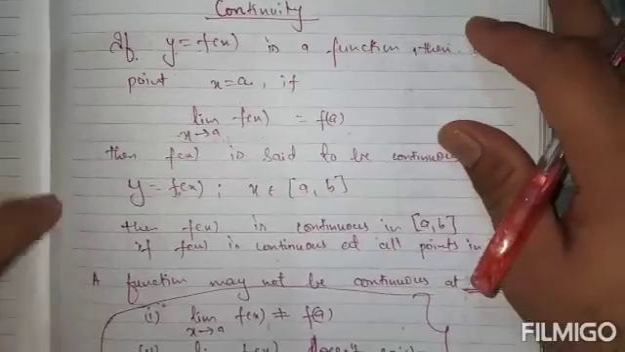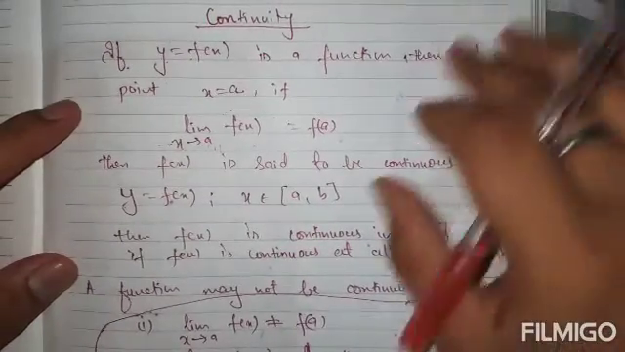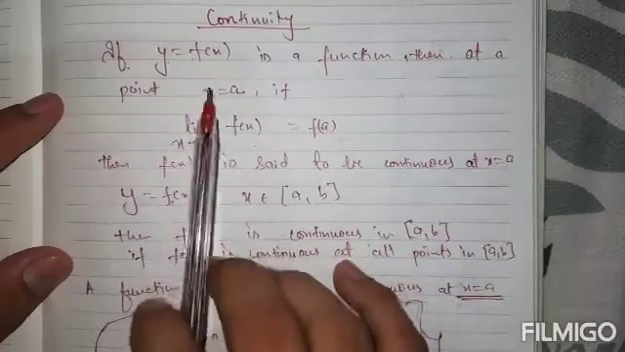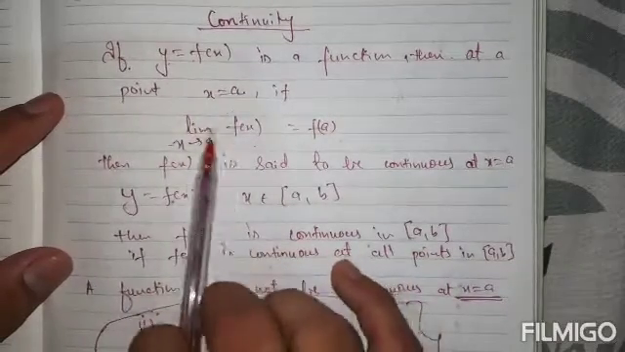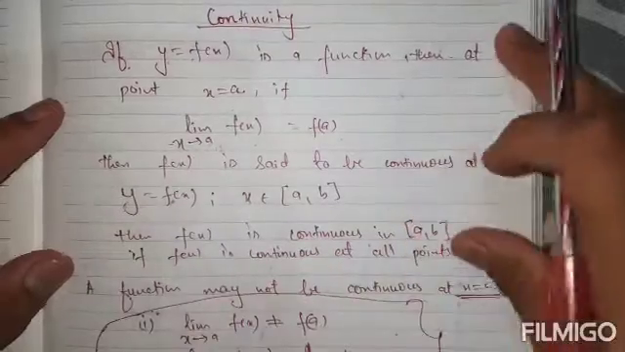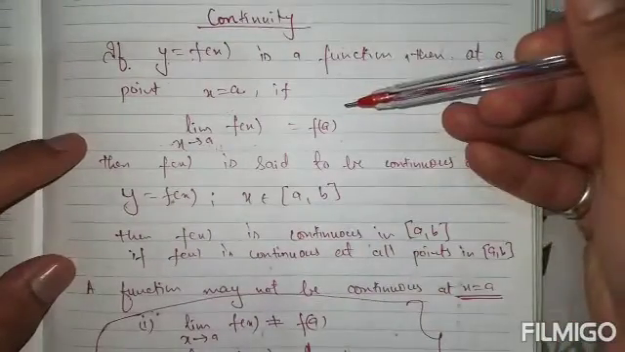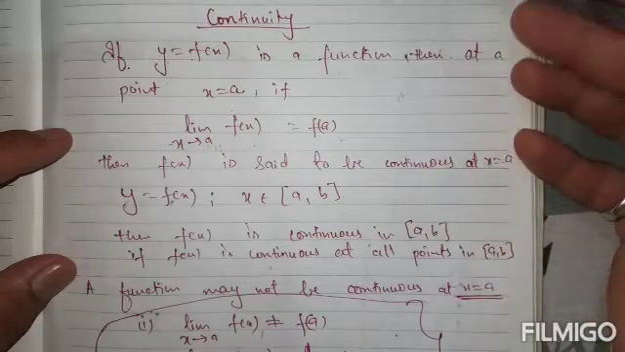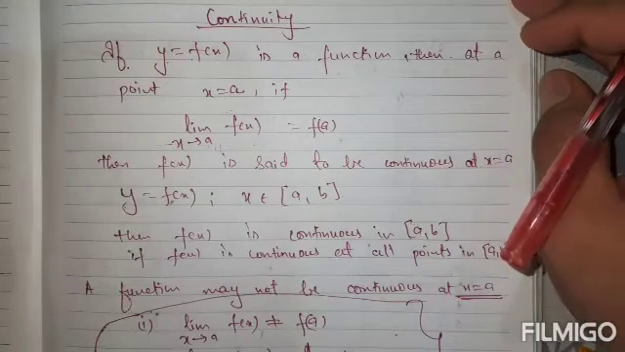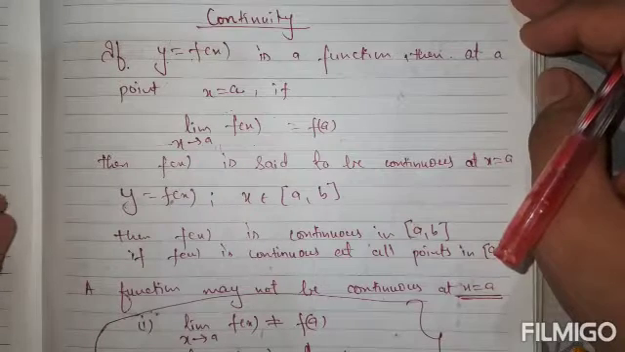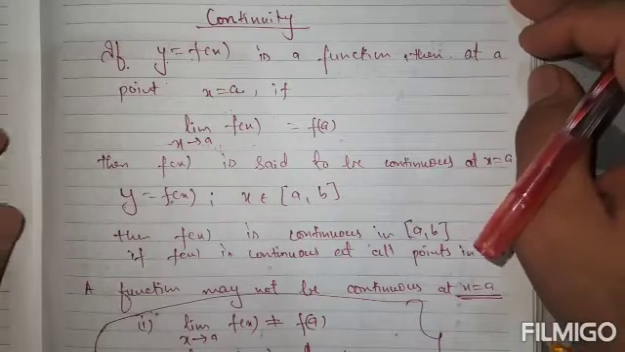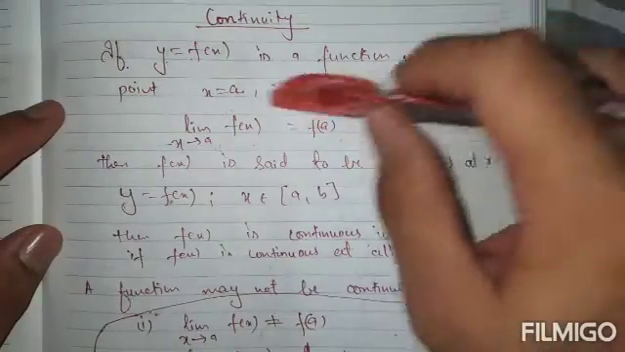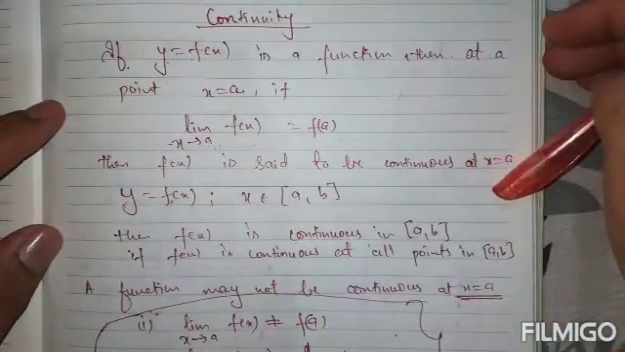Let us start with the definition. See students, if y is equal to f(x) is a function, then for some point x equal to a, if the limit of the function as x tends to a is equal to the functional value f(a), then we say that f(x) is continuous at x equal to a. Means if at some point the limit of the function becomes equal to the functional value of the function, then we say that the function is continuous at x equal to a.